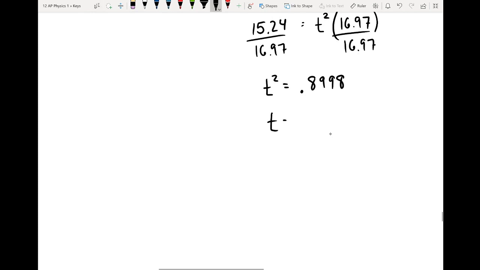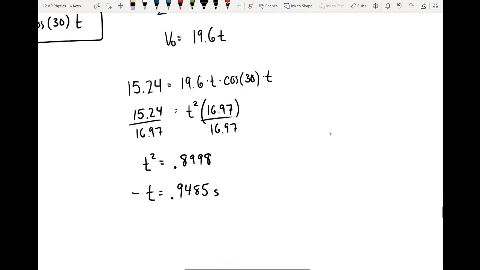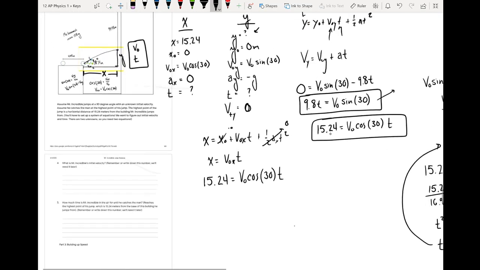So then t is just the square root of that. So t is equal to 0.9485 seconds. And then if we want v naught, we can just plug into this. So we can say v naught is equal to 19.6 times 0.9485. So v naught is equal to 18.59 meters per second. Okay, so we have both.